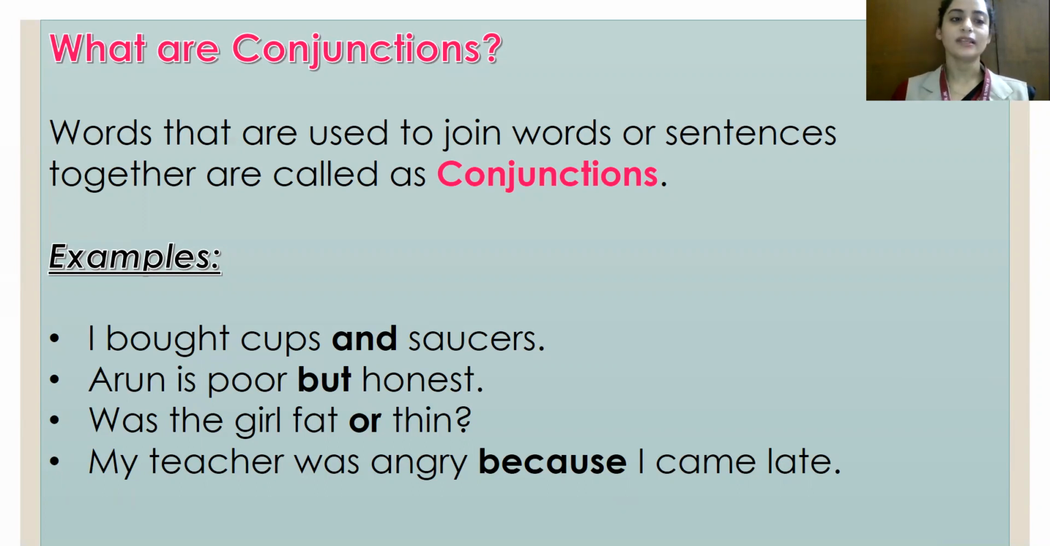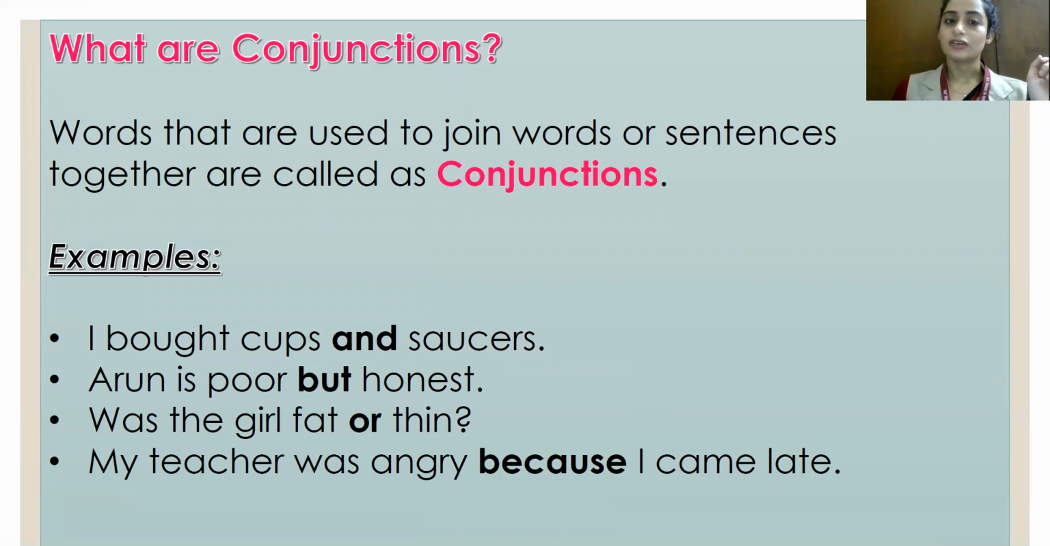Now we will come to the examples. Let us understand it better with examples. I bought cups and saucers. Arun is poor but honest. Was the girl fat or thin? My teacher was angry because I came late. Children, here there are 4 conjunctions used. As you can see, in each sentence the highlighted word is a conjunction, a joining word. It is joining something or the other.